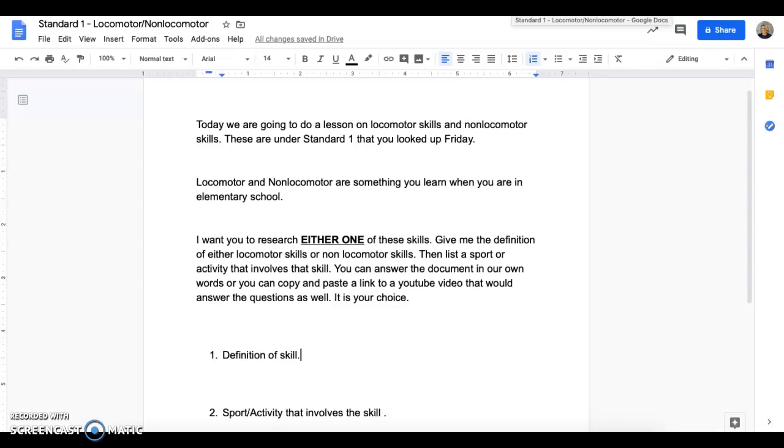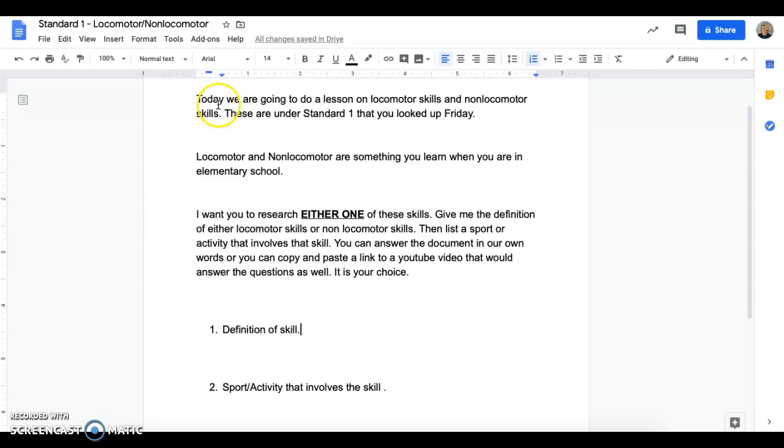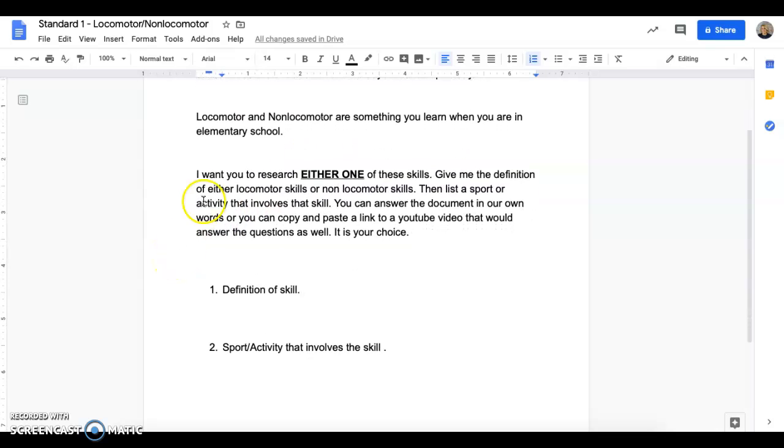Alright, so today you guys are going to look up what locomotor and non-locomotor skills are. So I'm going to read this out. Today we're going to do a lesson on locomotor skills and non-locomotor skills. These are under Standard 1 that you looked up on Friday. These are both something that you should have learned in elementary school, and I want you to research either one.